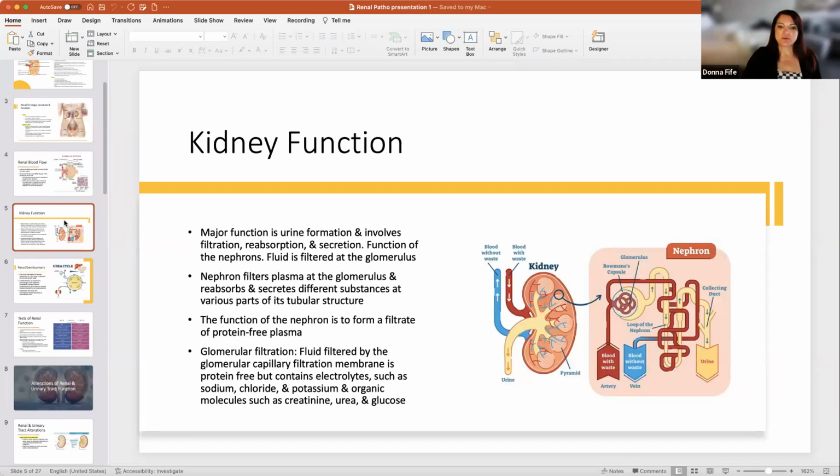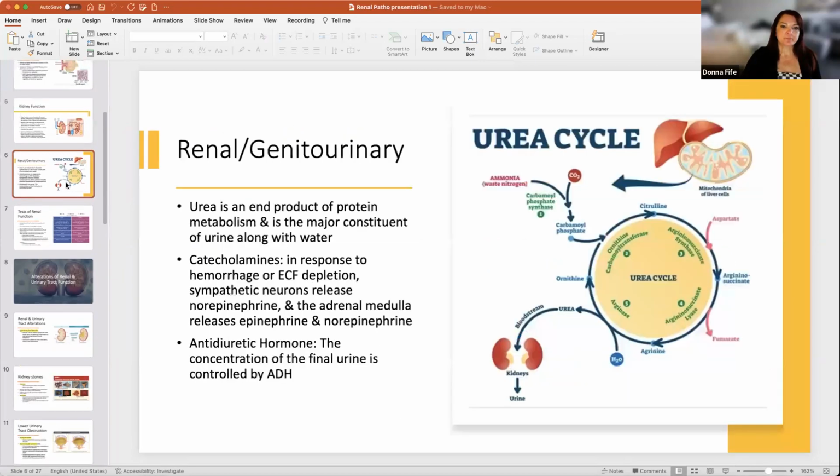Glomerular filtration: the fluid is filtered by the glomerular capillary filtration membrane and is protein-free, but contains electrolytes such as sodium, chloride, and potassium, and organic molecules such as creatinine, urea, and glucose. Urea is the end product of protein metabolism and is the major constituent of urine along with water.